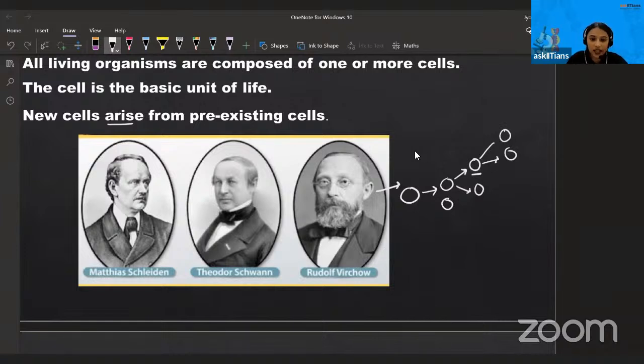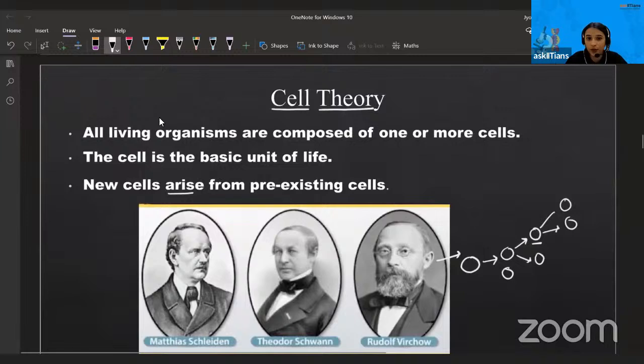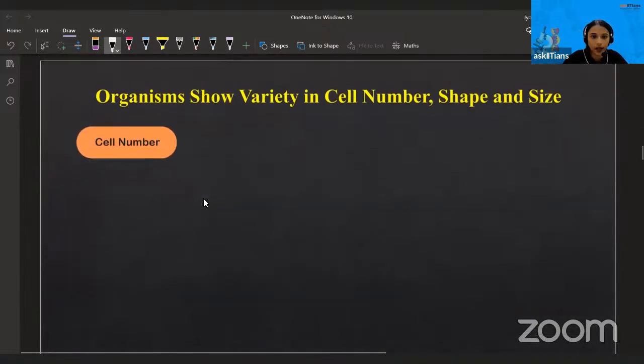So Schleiden and Schwann basically failed to explain how new cells arise. So this Rudolf Virchow was able to explain this, right? Rudolf Virchow modified the theory which was given by Schleiden and Schwann. So these are all the three postulates of cell theory. First, all living organisms are composed of one or more cells. Second, the cell is the basic unit of life. And third, new cells arise from pre-existing cells, right?